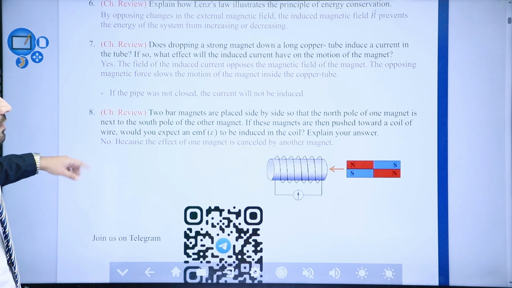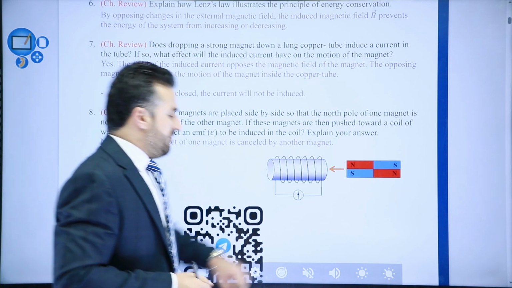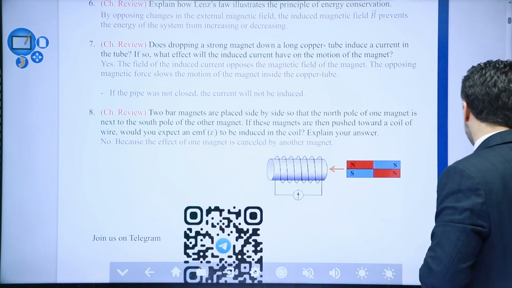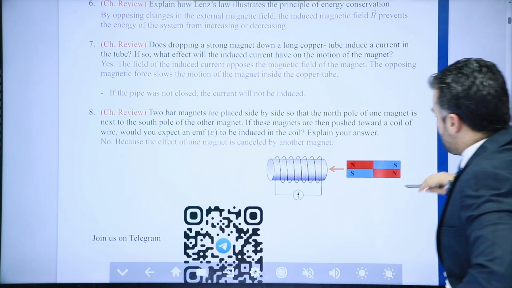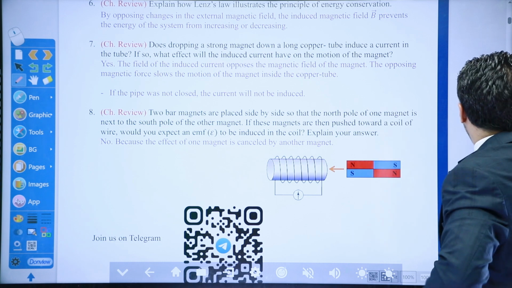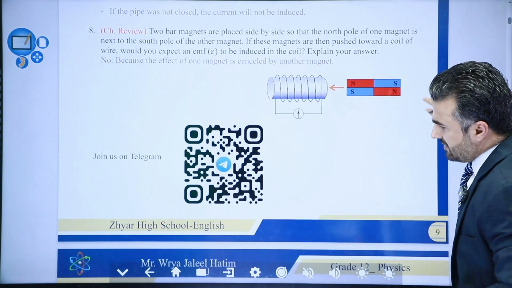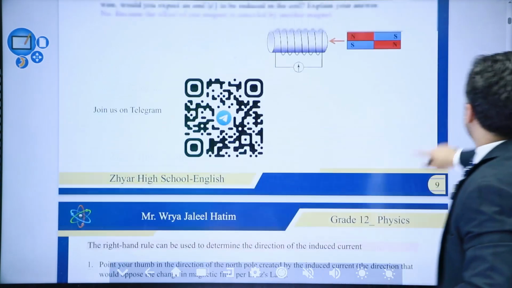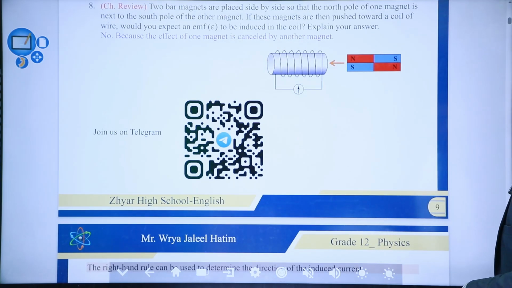Does dropping a strong magnet down a long pipe tube induce a current in the tube? If so, what effect will the induced current have on the motion of the magnet? That is also something very important. If I go through this real quick, let me draw it somewhere here.